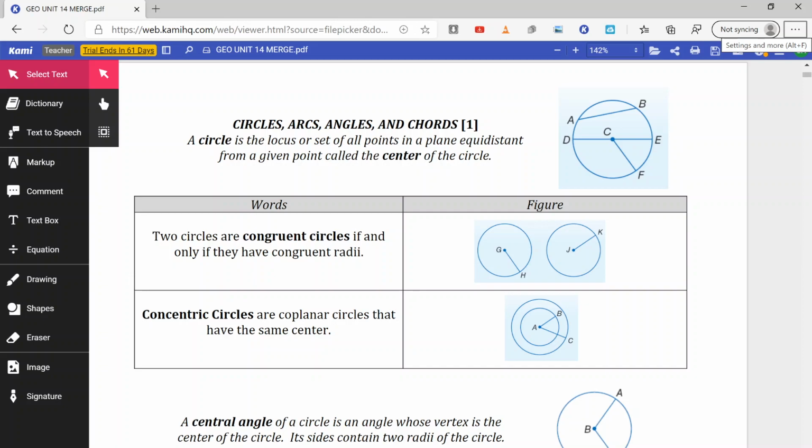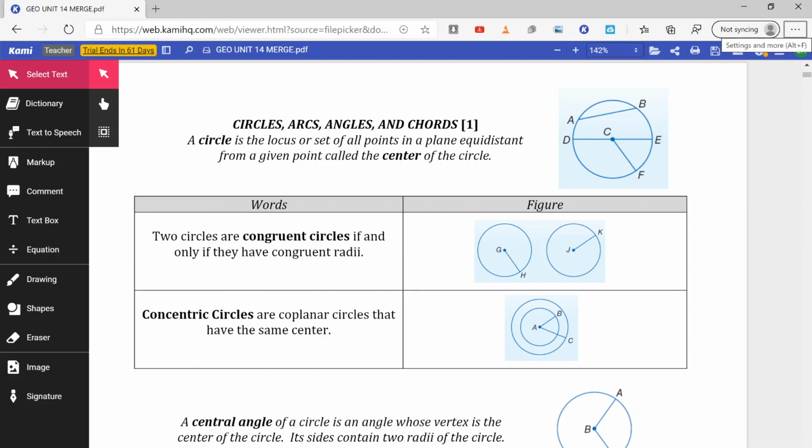So here we have circle C. C is the center, and every point around this center C is the same distance from C to that point. So the distance from C to point A is the same as the distance from C to point B, C to D, C to E, C to F. They're all the same measure.